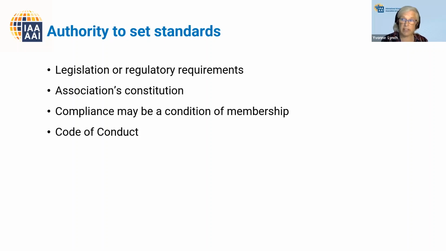That authority might derive from legislation. There could be legislative requirements for particular work to be done in accordance with standards set by a particular body, which may be an actuarial association. Or the authority might derive from the association's constitution, its charters or bylaws, articles of association, whatever applies in your jurisdiction. And compliance with those standards then may be a condition of membership, or that may be covered in the code of conduct of the association, which itself should be binding on members.